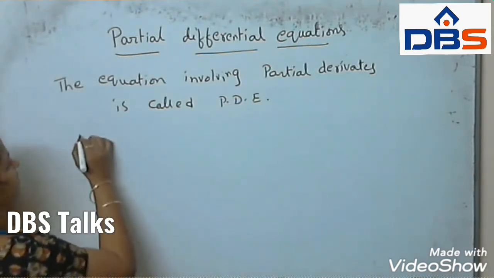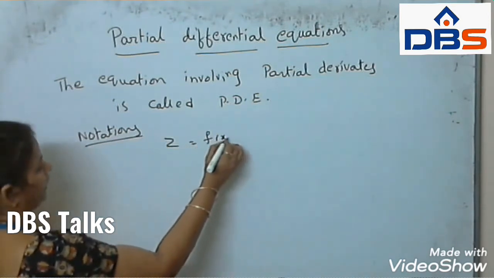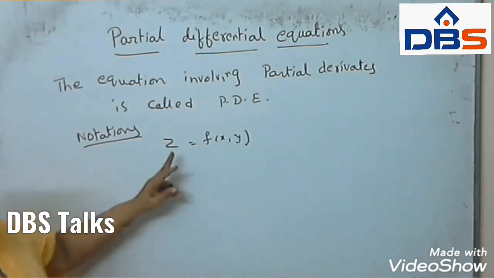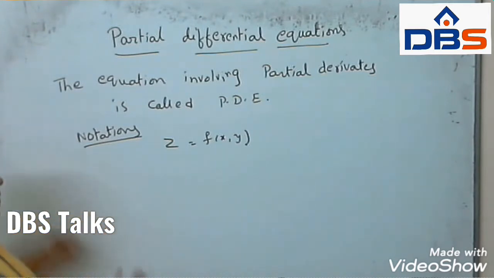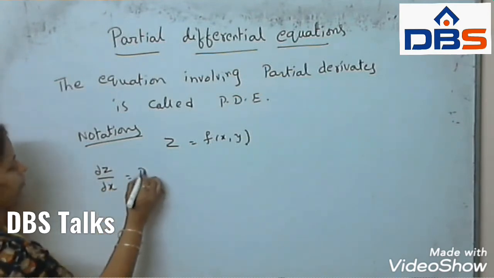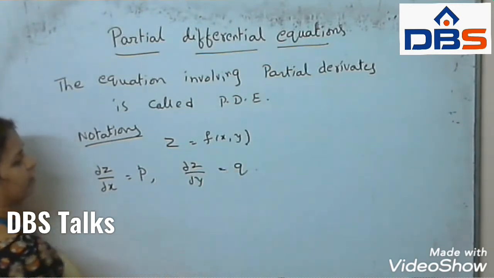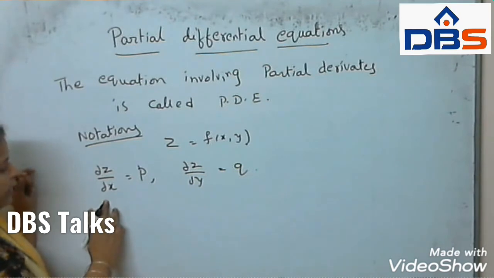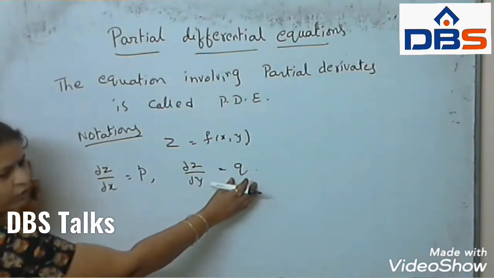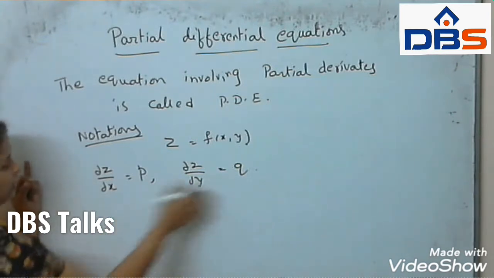Generally in a partial differential equation, we take z as a function of x, y. So generally the symbols would be z, x, y. So the derivatives are dou z by dou x equal to p, dou z by dou y equal to q. Every time we can't write dou z by dou x, dou z by dou y, so simply we write P and Q. The symbols for dou z by dou x and dou z by dou y are P and Q.